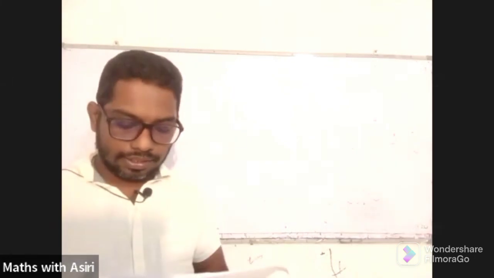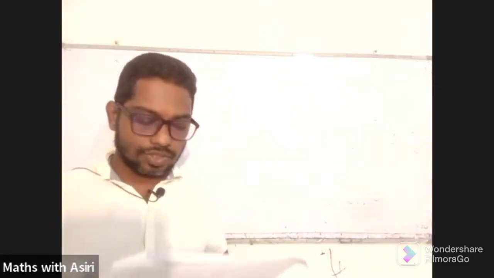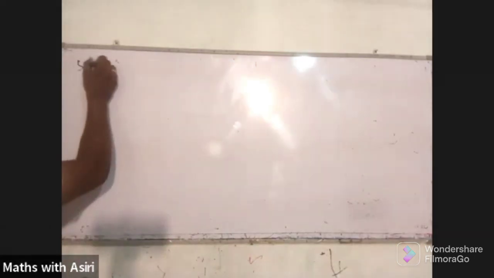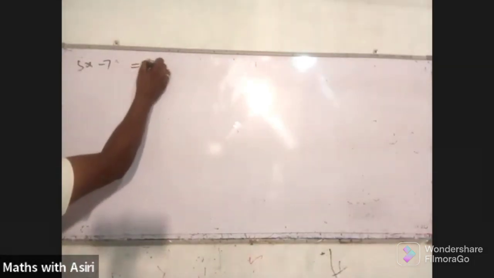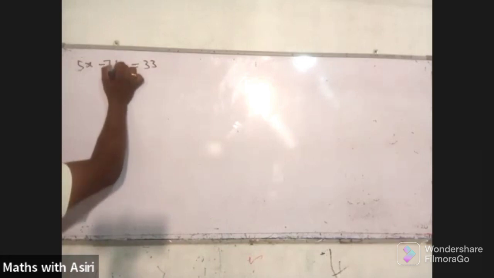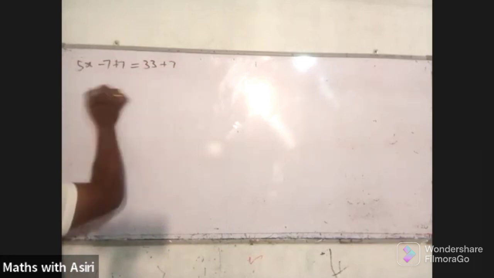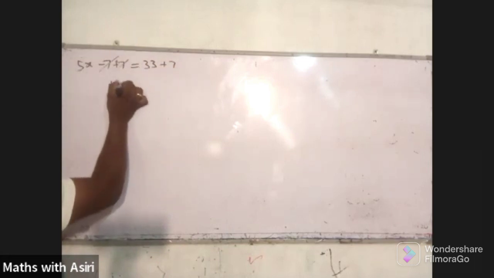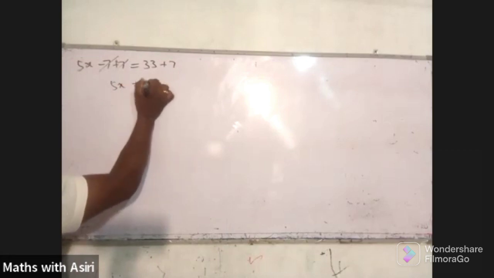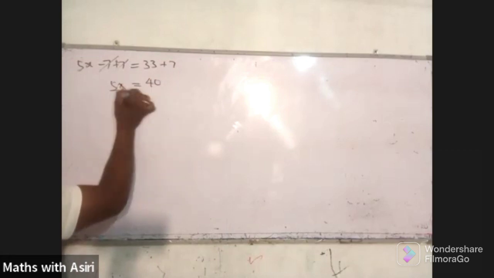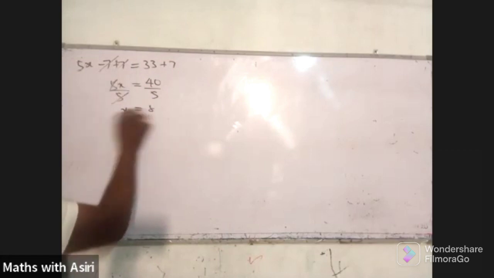Let's consider question number 2. They are about equations. Question number 1: 5x minus 7 equals 33. To remove this minus 7, apply plus 7 to both sides. Minus 7 cancels. 5x equals 40. Divide both sides by 5. 5 cancels. x equals 8.